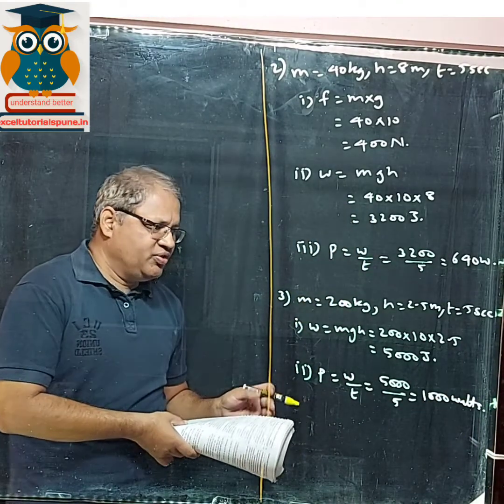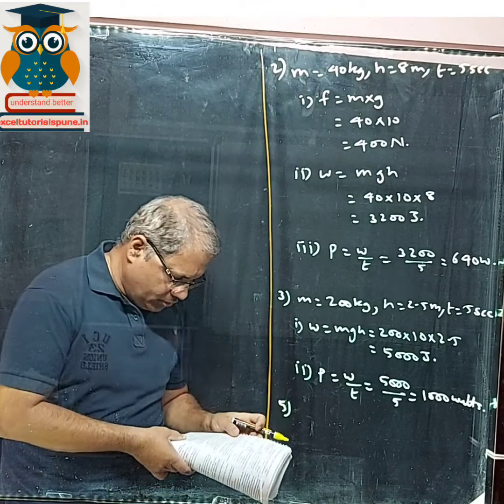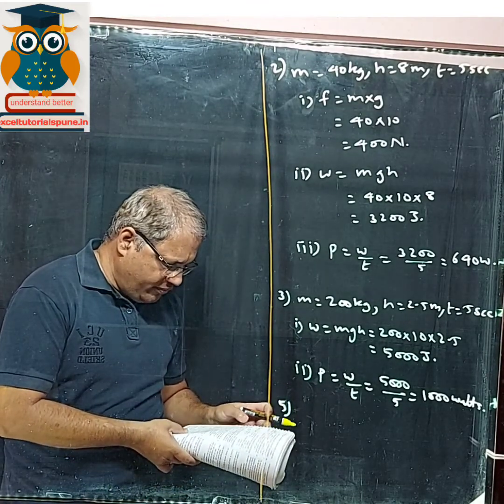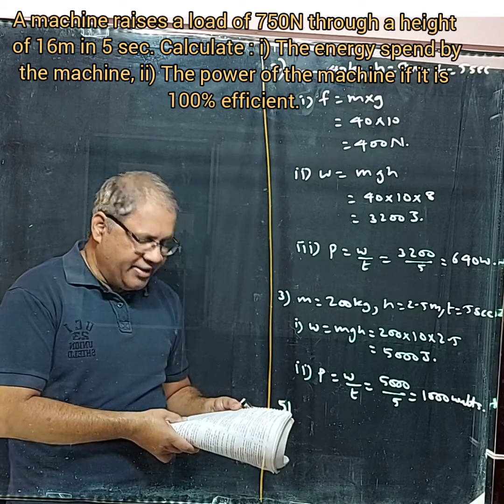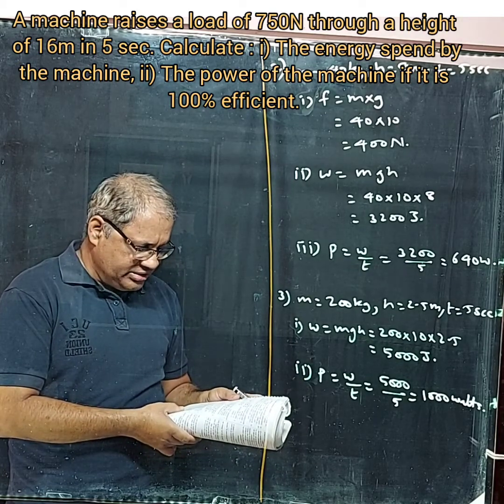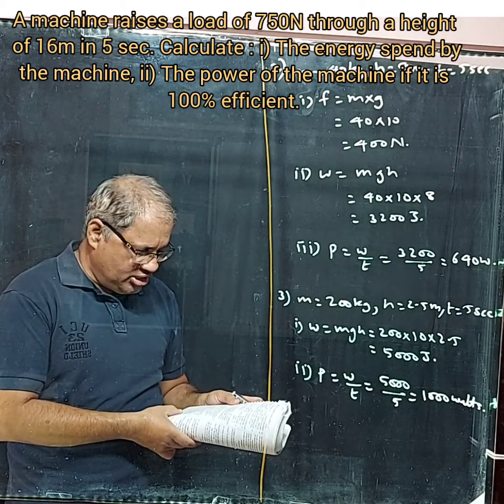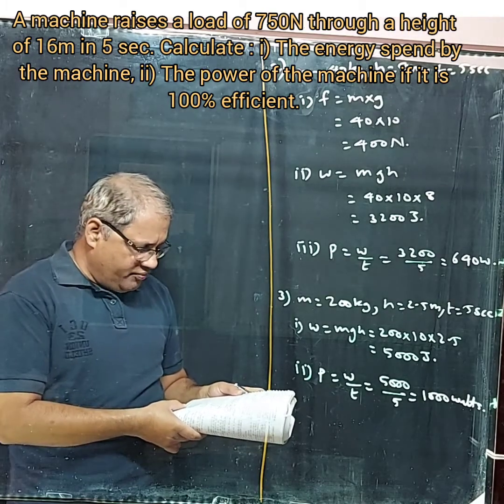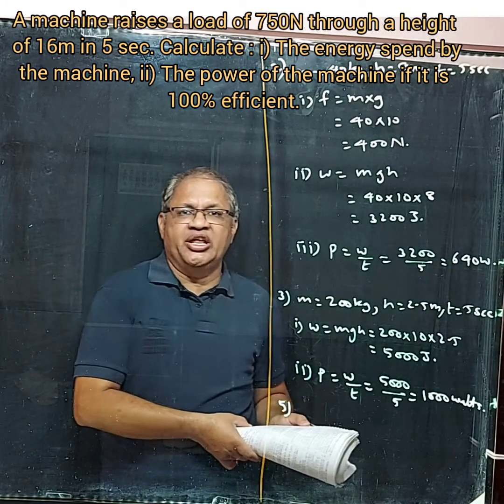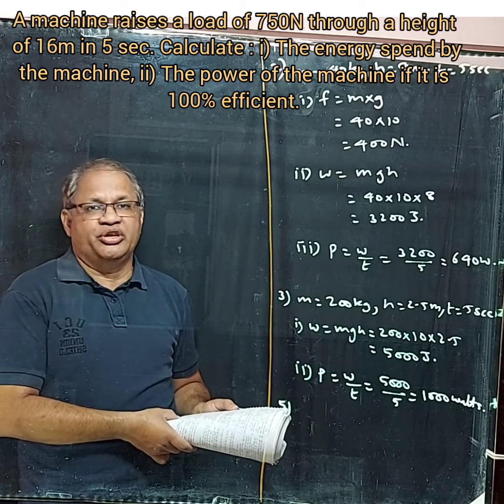Then next is fifth sum. A machine raises a load of 750 Newton through a height of 16 meter in 5 seconds. Calculate the energy spent by the machine and the power of the machine if it's 100% efficient. That means there is no loss due to friction.